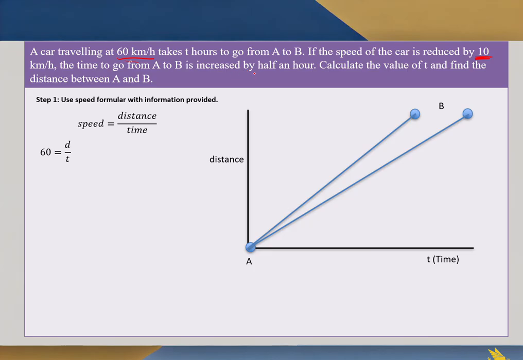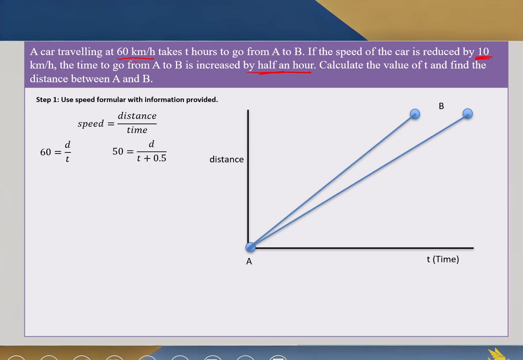I increase the time by half an hour. Because with our speed we're saying kilometers per hour, I need to write half an hour as 0.5 of an hour. So I write it as 50 is equal to D over T plus 0.5. On my first equation, I'm just going to get D by itself. To do that, I'm just going to times by T.